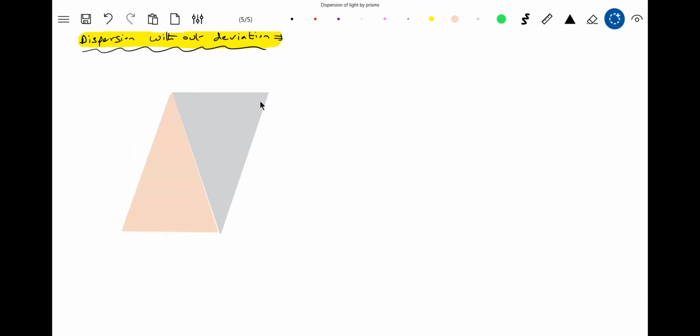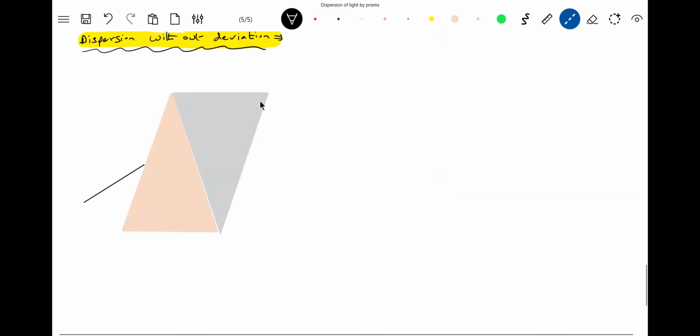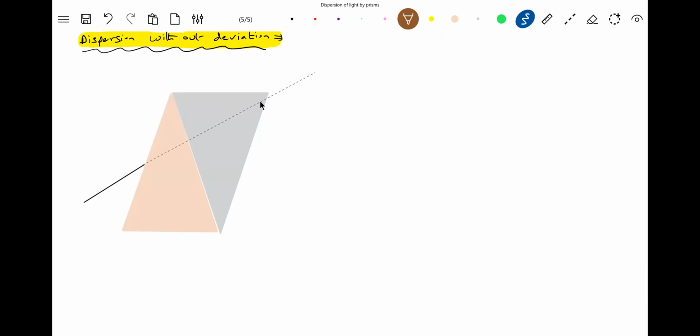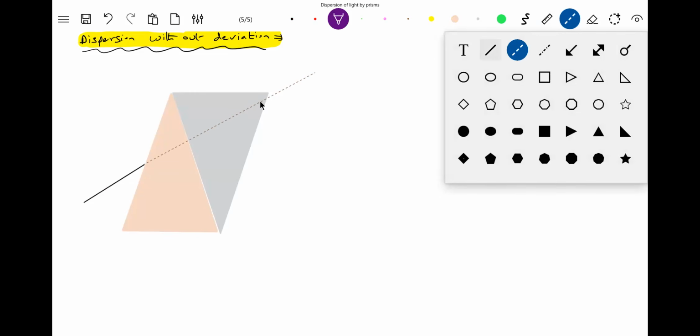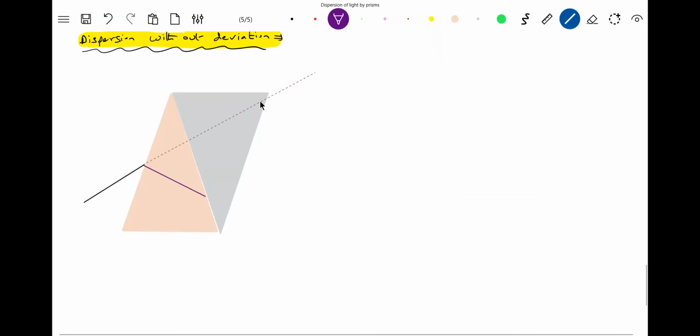Strictly, what is the condition? There should be dispersion without deviation. White light will be incident, and I should get a color finally. Let's take white light incident. Just keep this as the reference. Dispersion without deviation, I should draw them carefully. White light will split up.